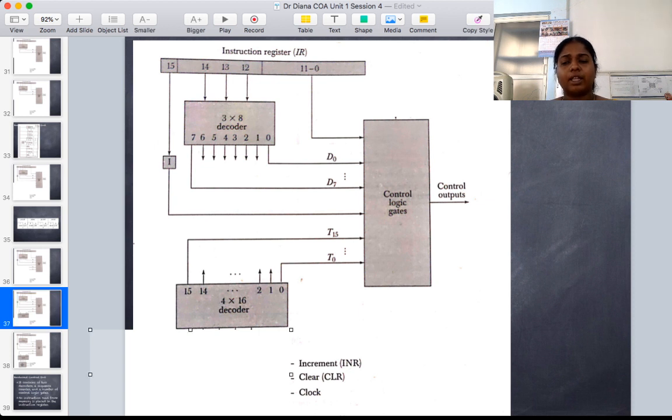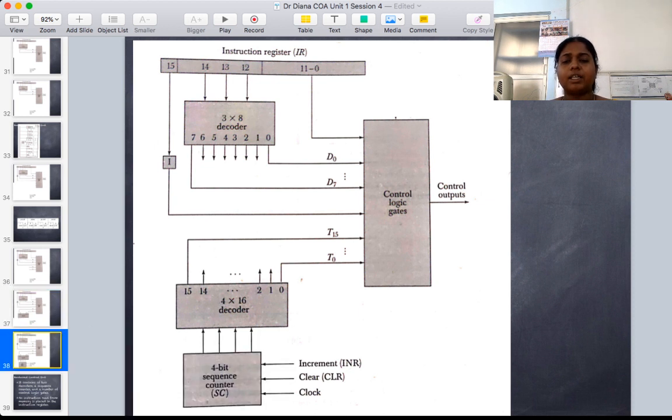These are used, and then another unit is used for this purpose, which takes input from clock, clear, and increment, and generates 4 bits. These 4 bits are called the sequence counter bits. We will see what the sequence counter is when we work with some of the instructions. For now, understand that a sequence counter is used to generate 4 bits from the clock, clear, and increment inputs, and these 4 bits are given to a decoder to generate the different timing signals.